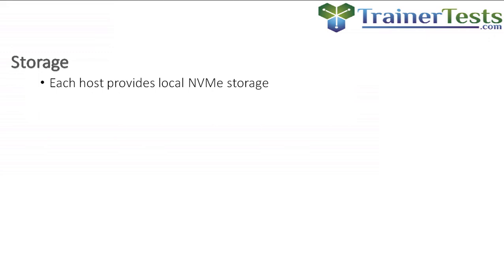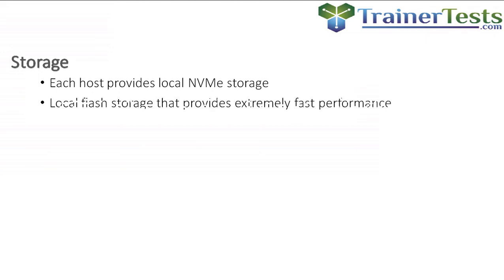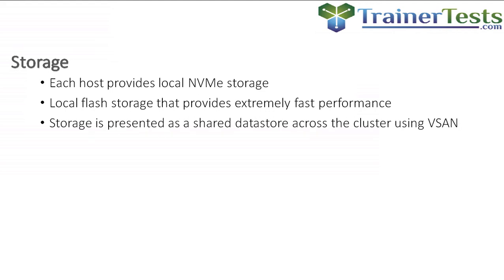So for example, if you have a cluster of 4 ESXi hosts in your VMware Cloud software-defined data center, all of the local SSD storage on all of those hosts will be leveraged to create one large data store. And it's all flash storage that is extremely fast and provides very high performance. All of that storage is going to be combined to create one shared data store across your cluster using vSAN.